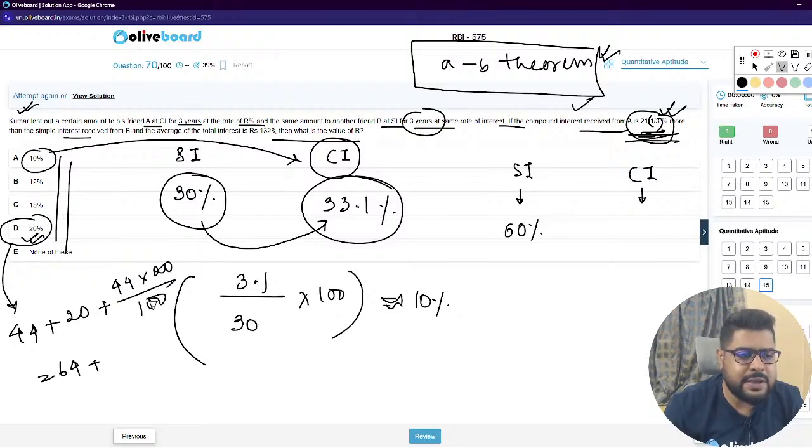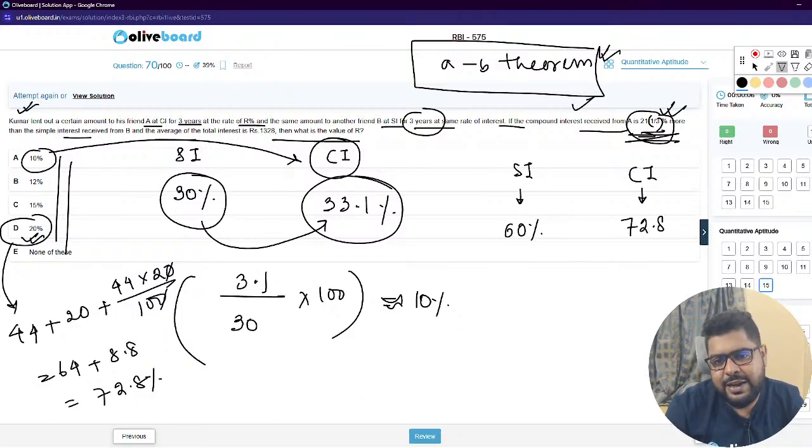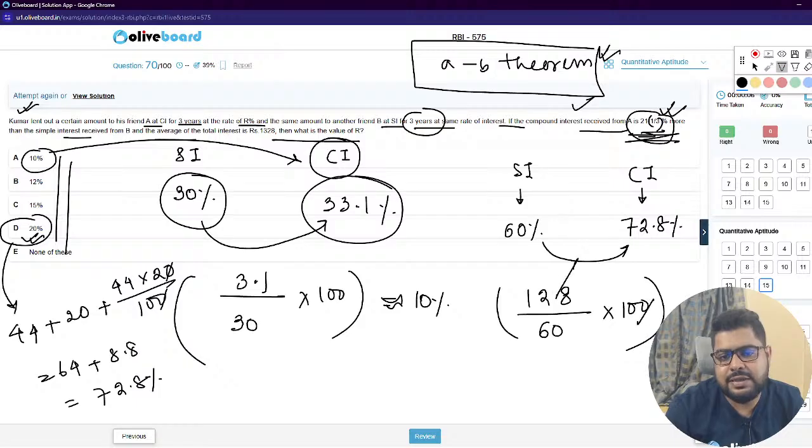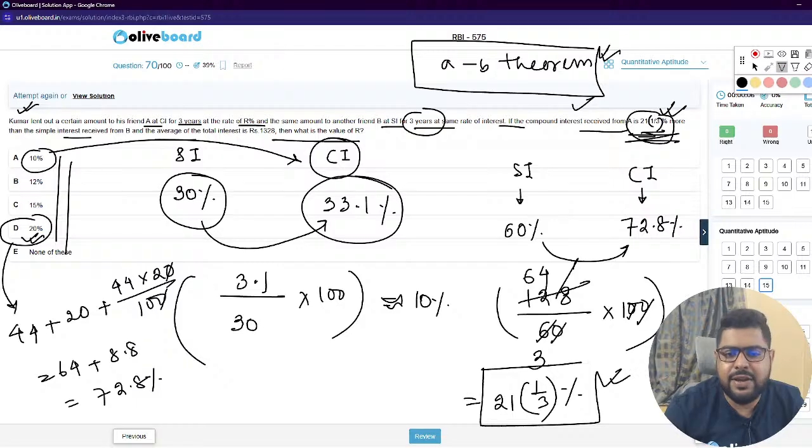So this is 64 plus. Rather, let's not do cancellation for this. So this is 20. Right? So this is 88 by this. So this is 8.8. So this is 72.8%. So increment of 12.8% out of 60 into 100. Check, sir. You get this done, this done, this. 2 is 3. 2 is, sir, 64. 21 whole 1 by 3%. Directly we got our answer.